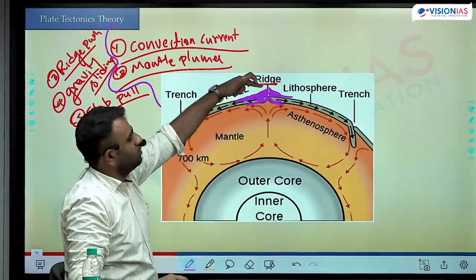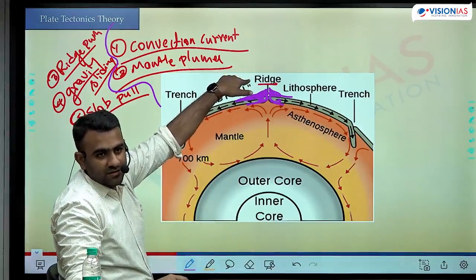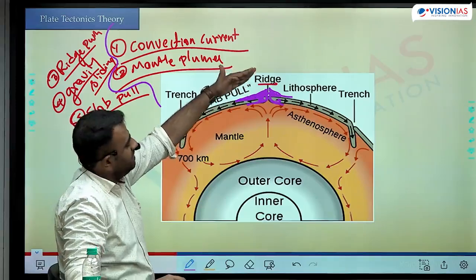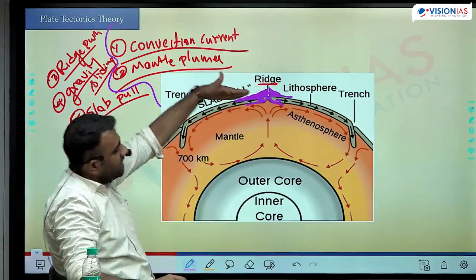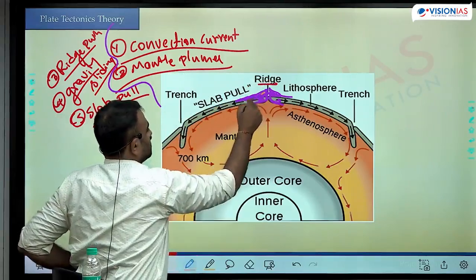Between the normal oceanic floor and the top of the ridge, there is a difference of gravity. The difference of gravity causes this part to slide in this direction. Okay, so like this.